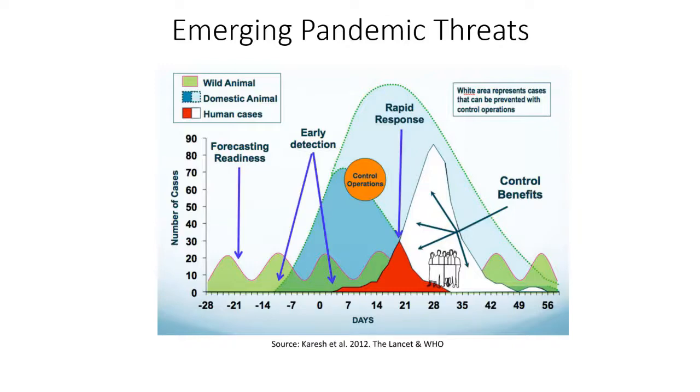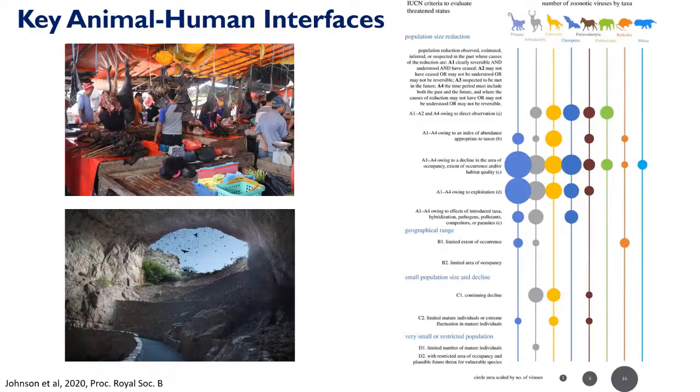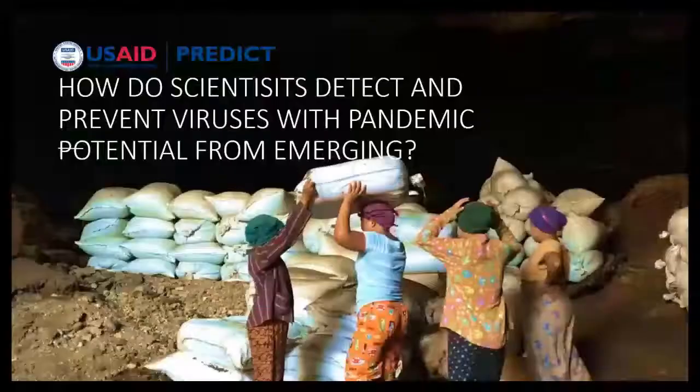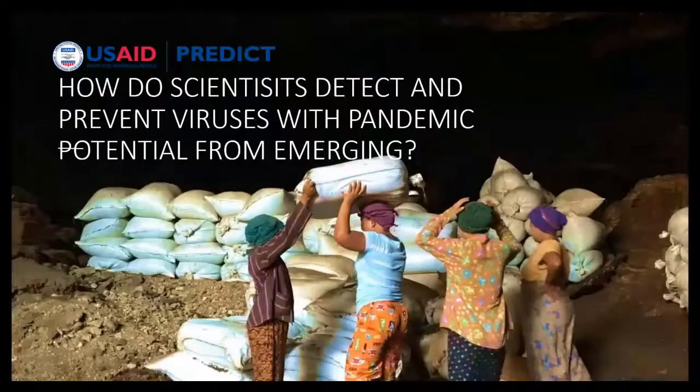I'll come back to these two slides again, but I just want to start talking about the project that I'm part of. It's called the Predict project. It is funded by the United States Agency for International Development. I was talking about the concept: can we really identify viruses way before they even spill over into humans? Can we detect those viruses and predict that these are some of the risky viruses that we should be worrying about?